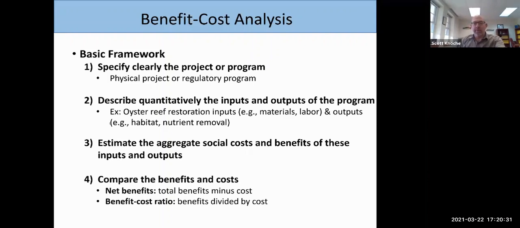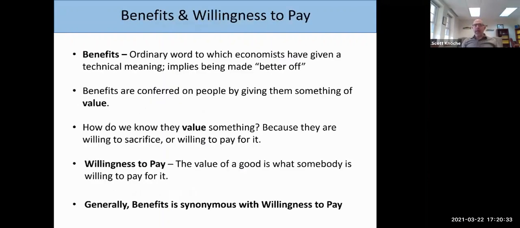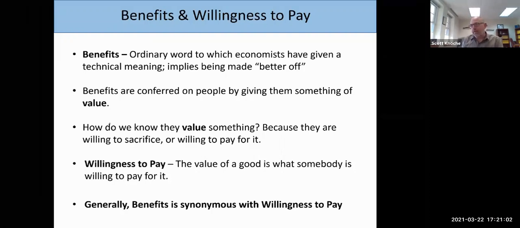Let me get more into the benefit cost. There's some more slides here. And economists can be a little bit annoying. We often have very precise meanings for words that many people think are just kind of a general term. One example is benefits. So that's an ordinary word. Economists have given that a technical meaning. It applies being made better off, but I'm going to tell you what economists mean when they talk amongst each other. They talk about benefits or net benefits.